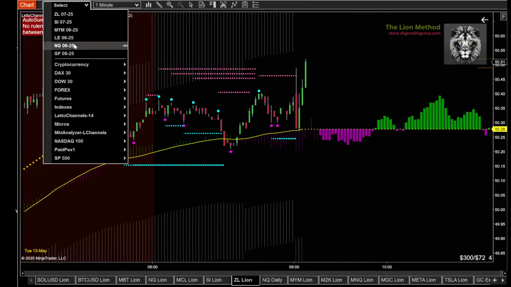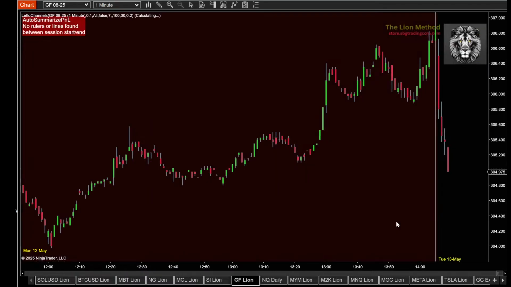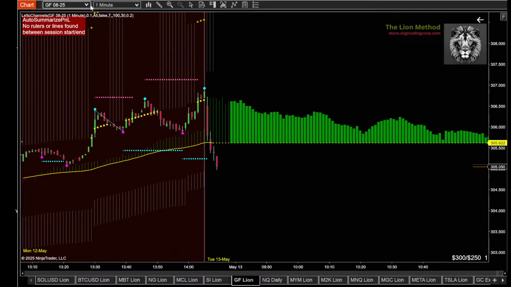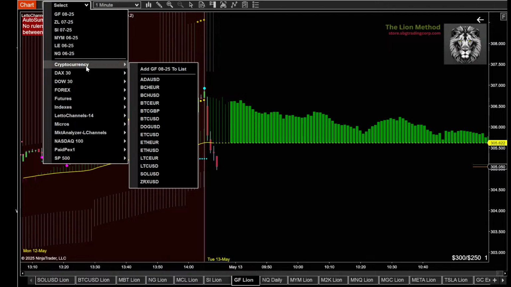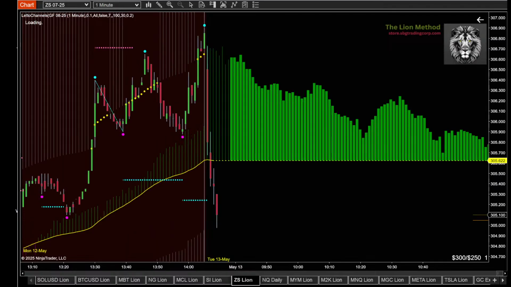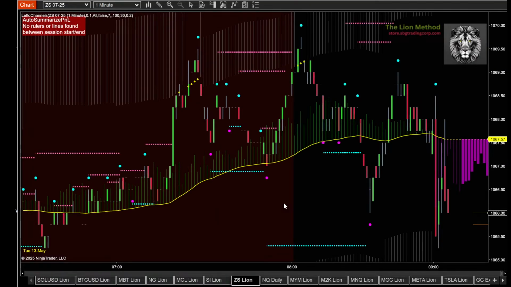All right, switch over from the ZL. Take a look at feeder cattle. Nothing here. Take a look at this, this is soybeans.